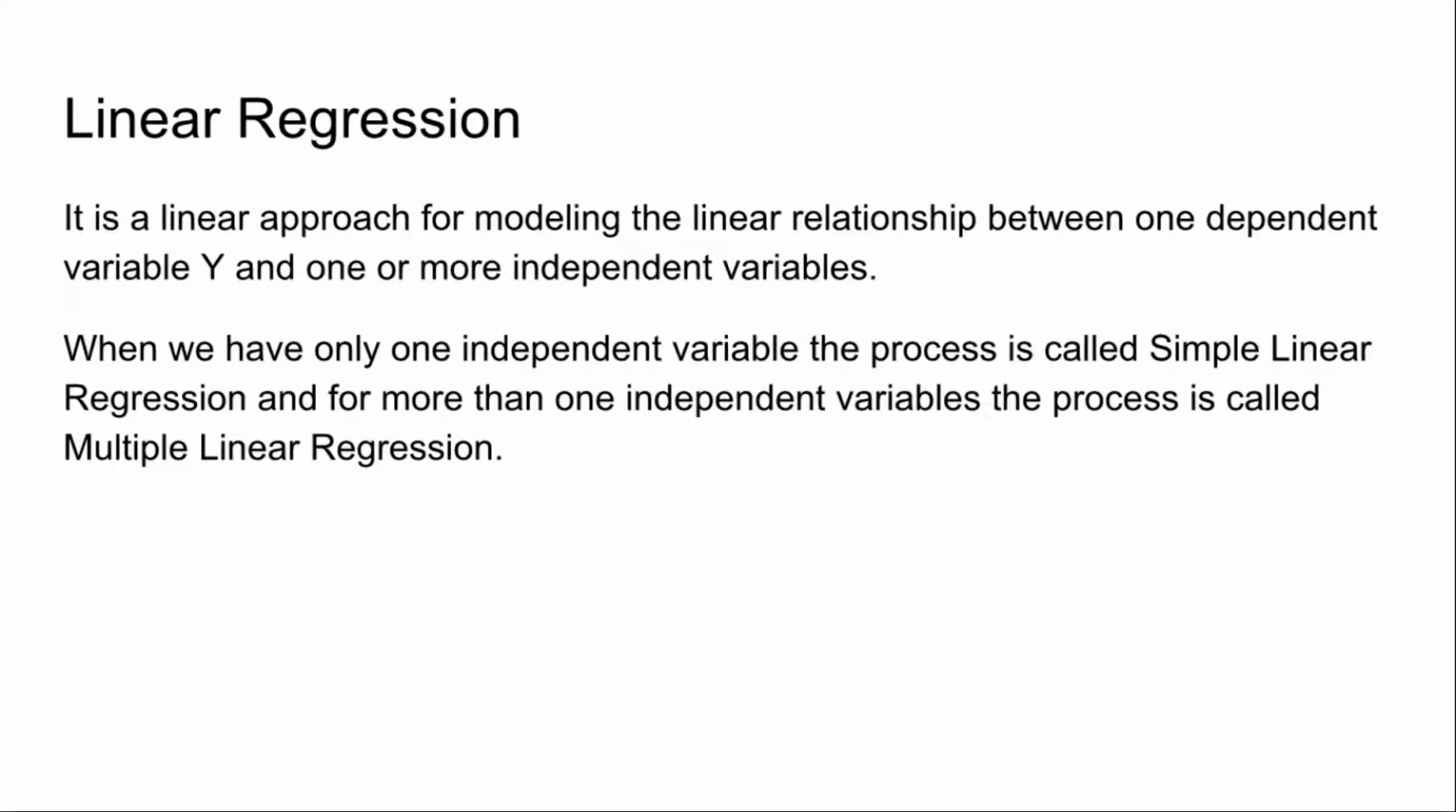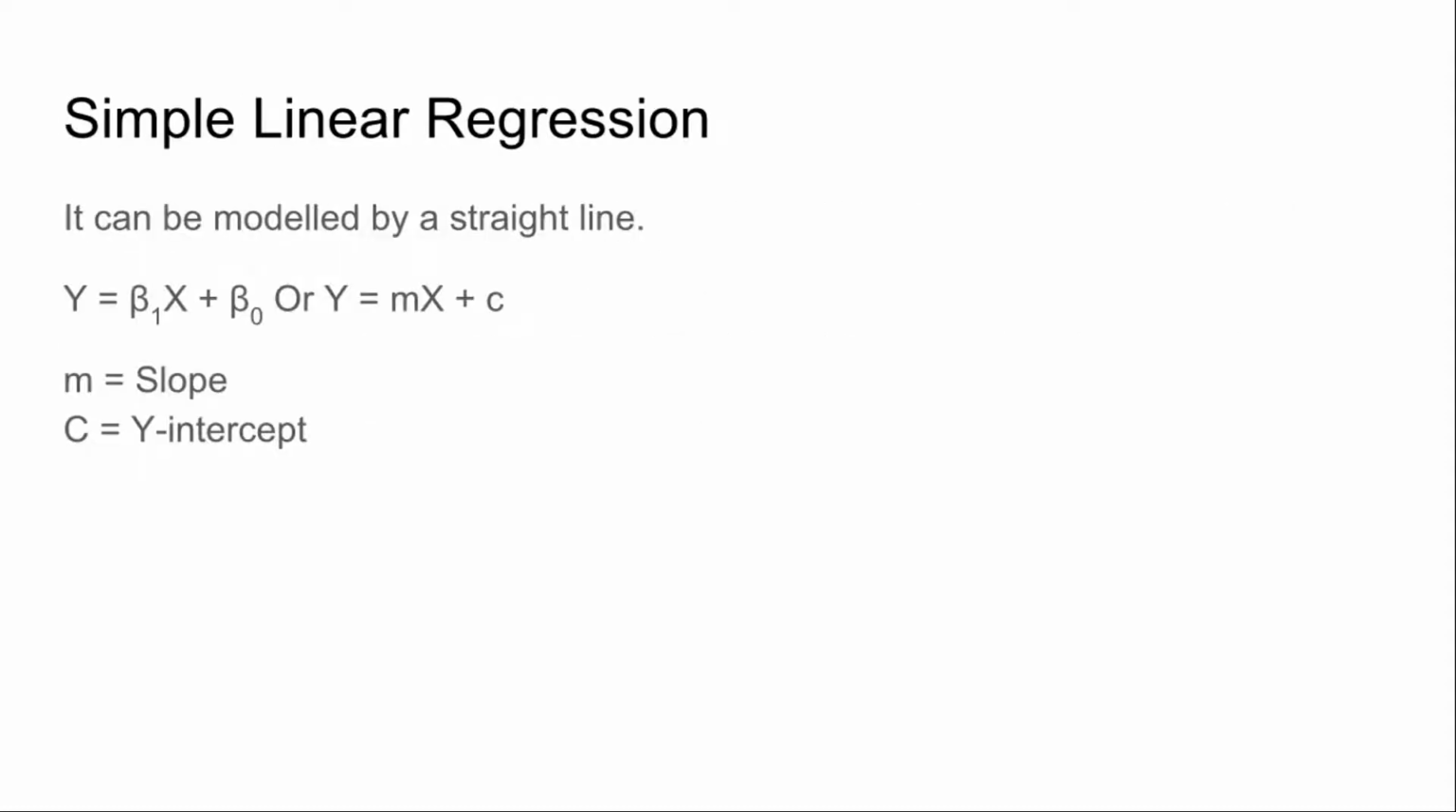It is a linear approach for modeling the linear relationship between one dependent variable y and one or more independent variables. Here y depends upon one or more independent, or sometimes called explanatory, variables. When you have only one independent variable, the process is called simple linear regression. And for more than one independent variable, the process is called multiple linear regression. To keep things simple, we'll only learn about simple linear regression in this tutorial.